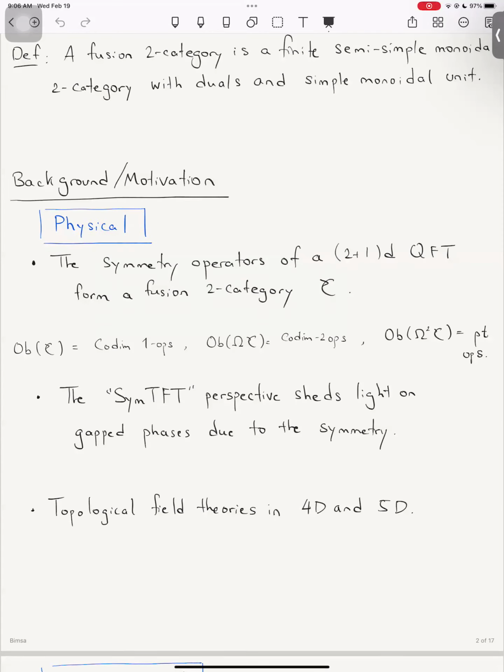Going beyond general 2+1D QFTs, fusion 2-categories have also been quite important for the study of topological field theories in 4D and 5D. The reason they're important is that, going along the work of Liang Wen and Theo Johnson-Freyd, they've axiomatized what it means to be a topological order in higher dimensions. In this dimension, fusion 2-categories, maybe with some extra structure, turn out to be the right type of mathematical object to describe these TQFTs.